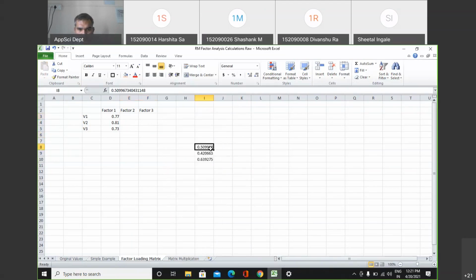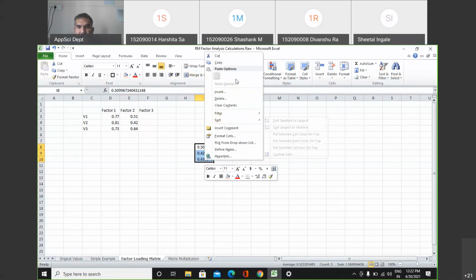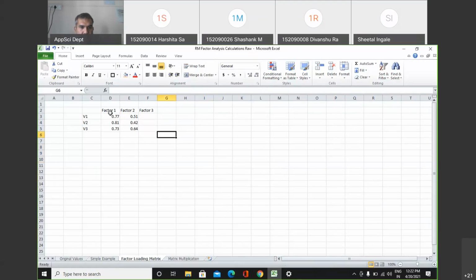Clear contents. Control C. Yes. Control V. And we reduce the number of decimal places. So this loading is done. Factor 2's initial loading is also done. And fortunately, there is no cross loading.